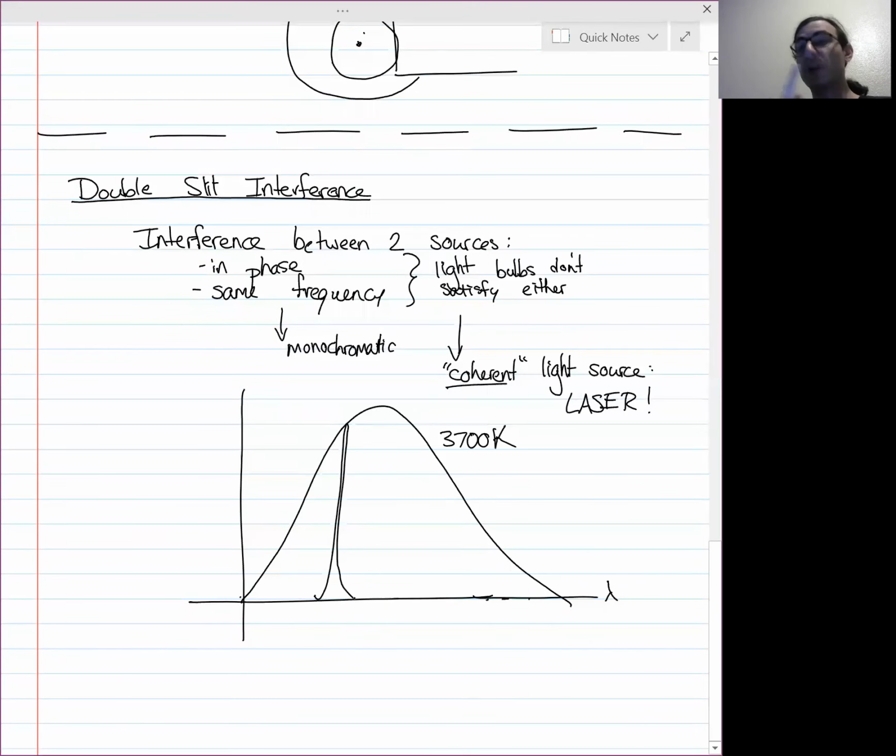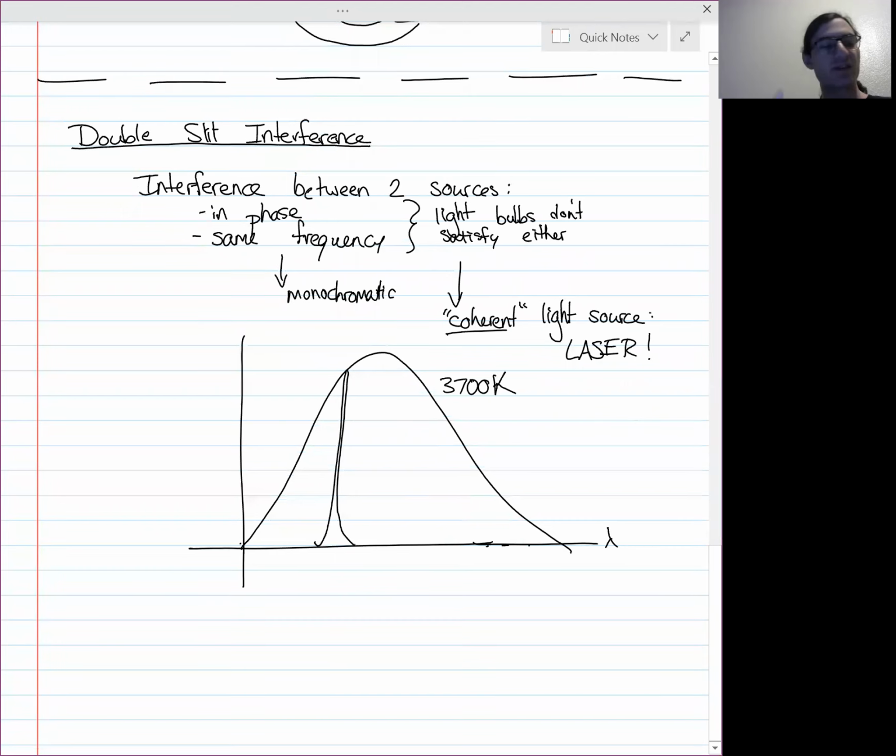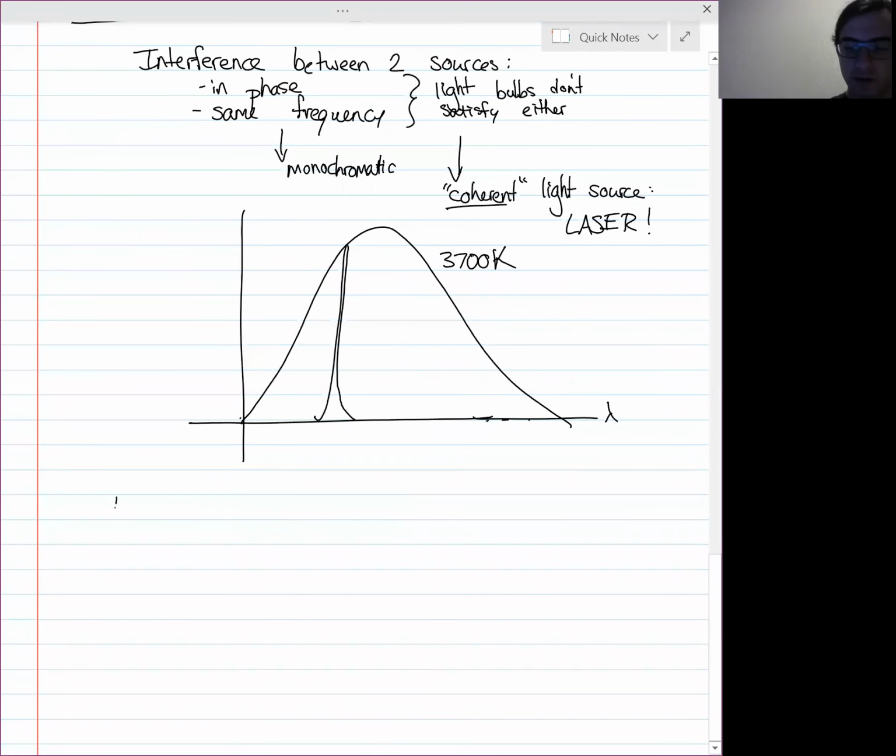The trouble is we need two sources. Our goal is still to produce this sort of two-source interference effect, where you have loud regions and quiet regions in sound. For light, it would be bright regions and dark regions. So the question is how do we get two in-phase coherent sources?